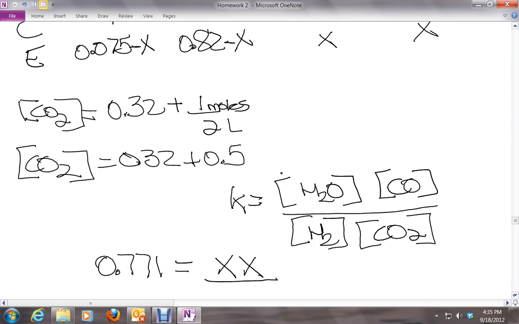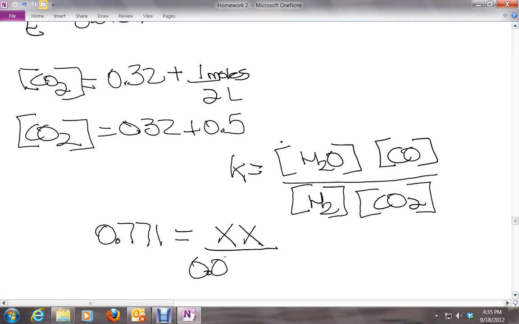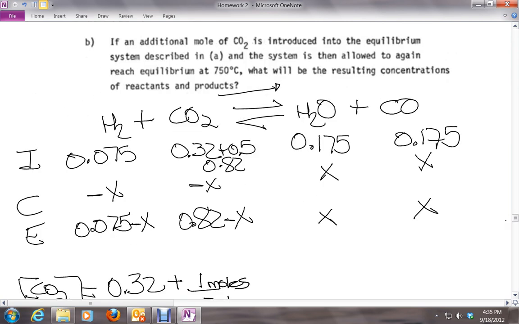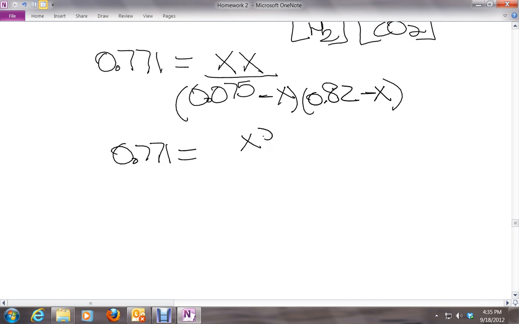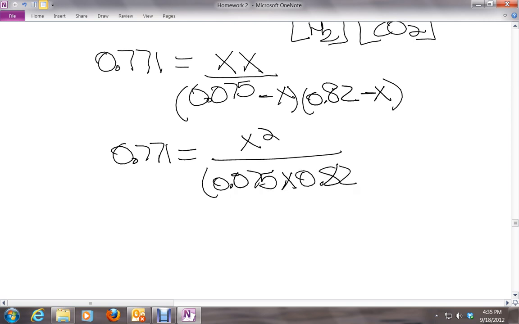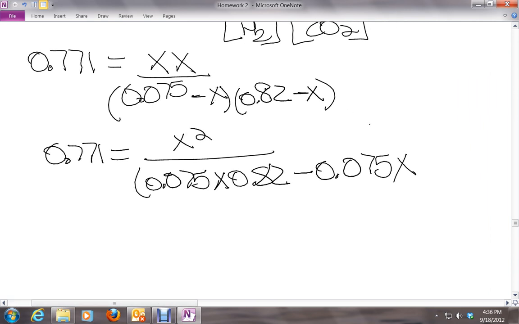Now what would be the concentration of H2? 0.075 minus X, right? Look it up here. And 0.82 minus X, multiplied by 0.82 minus X. So this would be 0.771 X squared. Now let's do it again: 0.075 multiplied by 0.82 minus 0.075x minus 0.82x plus x squared.